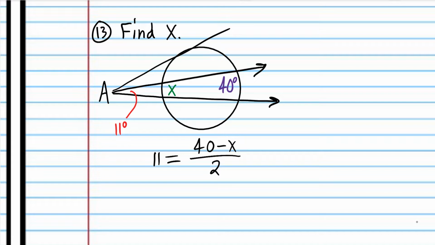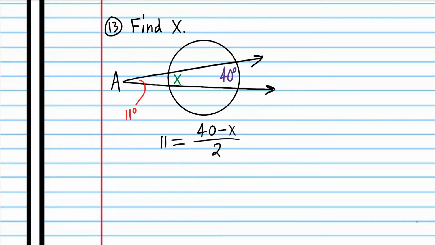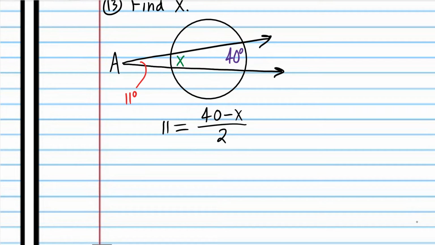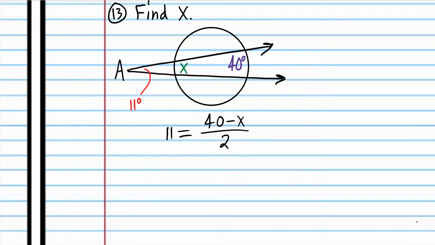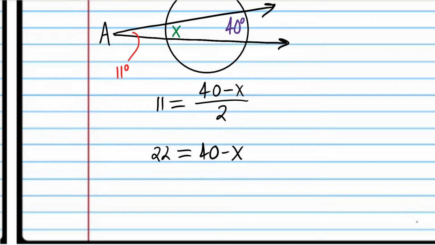And if you have one secant and one tangent, it works also. So let's say you had one tangent there. Let's say you had a secant here. This angle would be equal to this arc measure minus this arc measure divided by 2. Sorry if that was kind of hard to see. So just realize that there's 3 situations there, but they all use the same type of formula. So multiply both sides by 2 and subtract 40 from both sides.